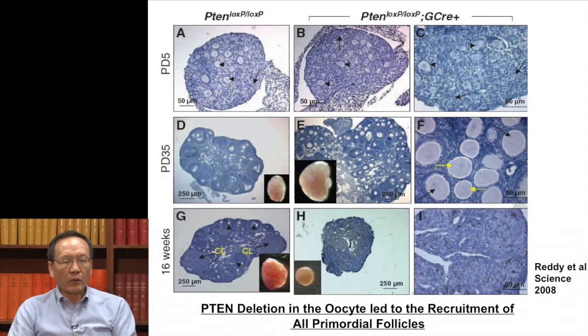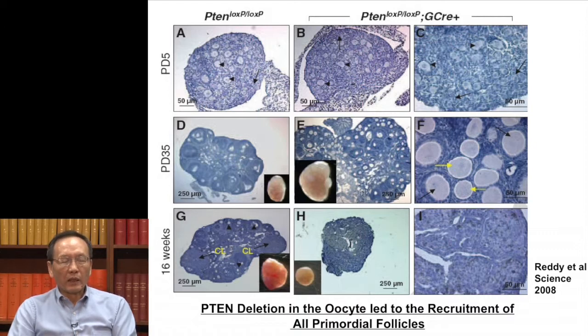and the right-hand side are the PTEN knockout animal ovary, and the further right-hand are the higher magnification. One thing very interesting is if you look at D compared to E. In the E picture, deletion of the PTEN gene led to a major growth of the follicles. Therefore, you can see even the ovary looks bigger, and that's at postnatal day 35.